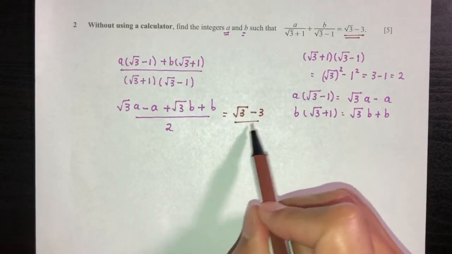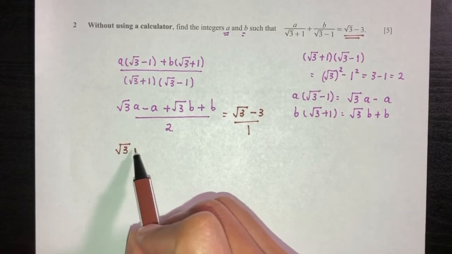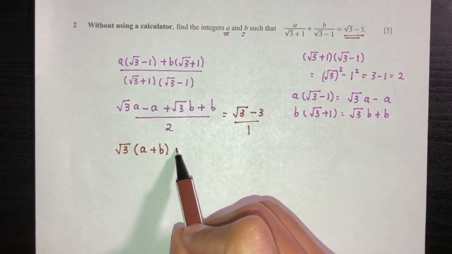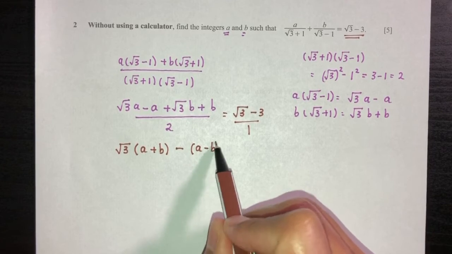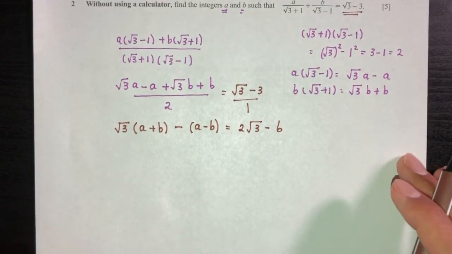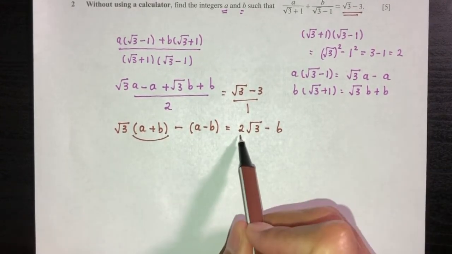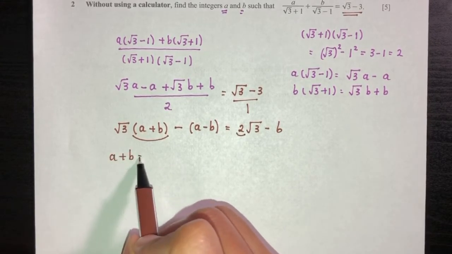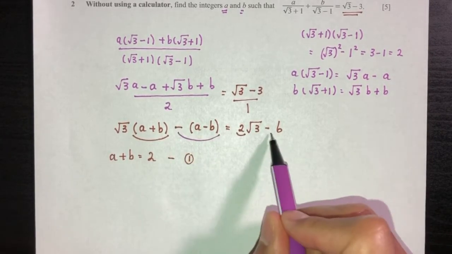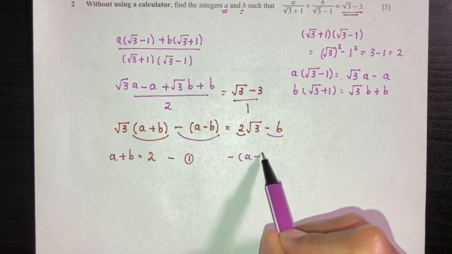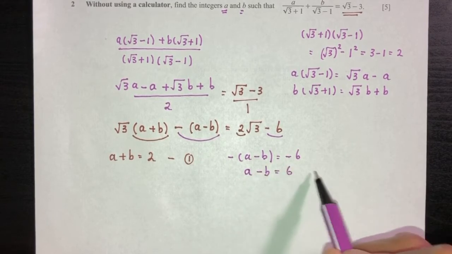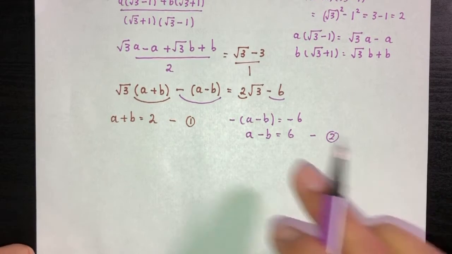Next step is to cross multiply. You will have root 3 factorized outside, a plus b, and then minus outside, a minus b, equal to 2 root 3 minus 6. Now if you compare, a plus b is equal to 2. That's my first equation. And then minus a minus b is equal to minus 6, which is a minus b is equal to 6. That's my number 2. Now let's solve them simultaneously.